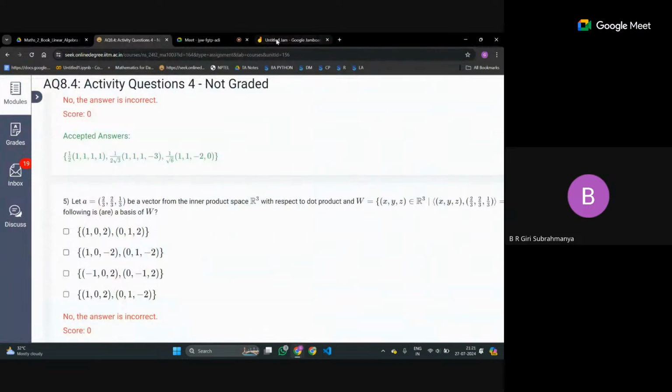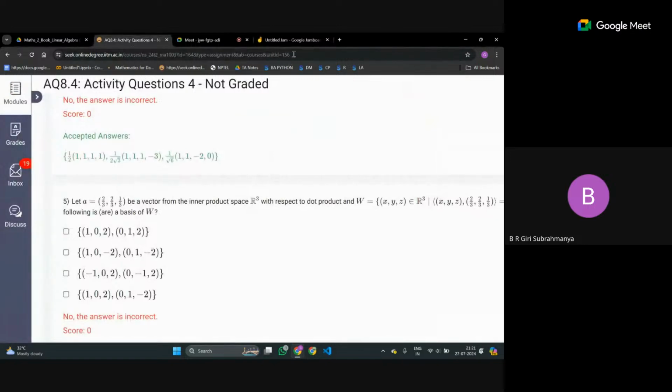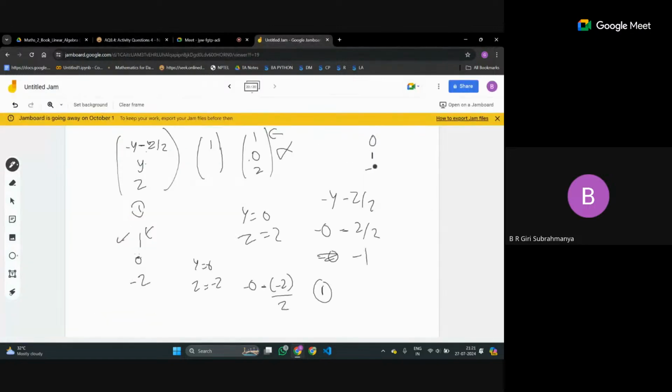You can take the second option, 1, 0, minus 2. You can see y is 0, z is minus 2. So minus y minus z/2 is -0 minus of -2/2. Minus into minus will be plus, 2/2 will be 1. So it is going to be 1. The first one should be 1, right? And it is 1 here. So this can be in the null space. And look at the second vector, 0, 1, minus 2.